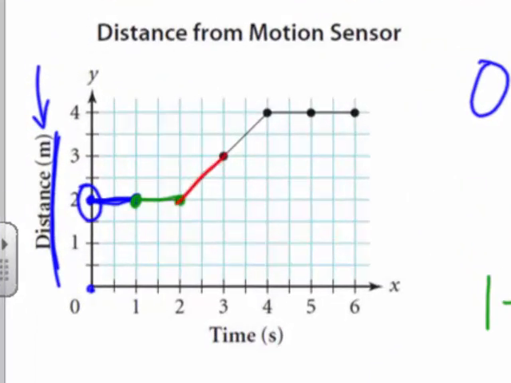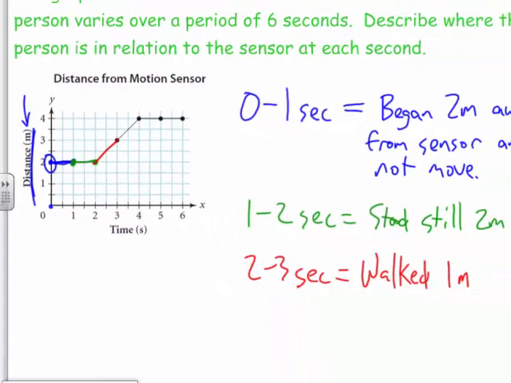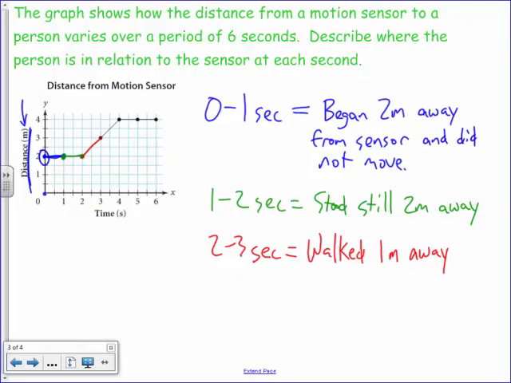2 seconds to 3 seconds. Now, what happened? We walked a meter, right? We walked 1 meter away to be a total of 3 meters away. So I was very specific. You don't have to be that specific. You could say you walked to get to 3 meters away, or you walked 1 meter in that second. You know, just describe something that I can tell.